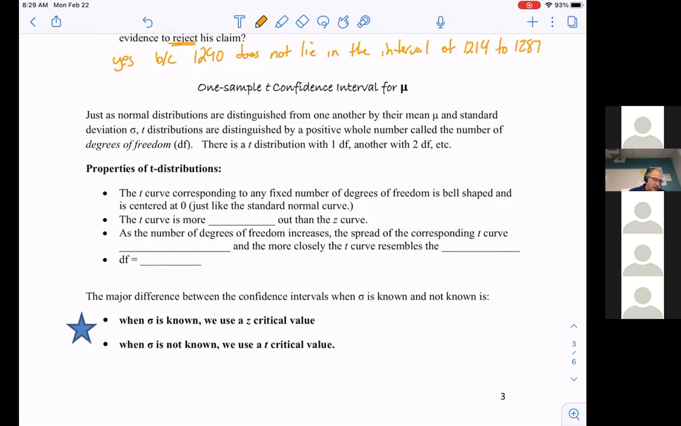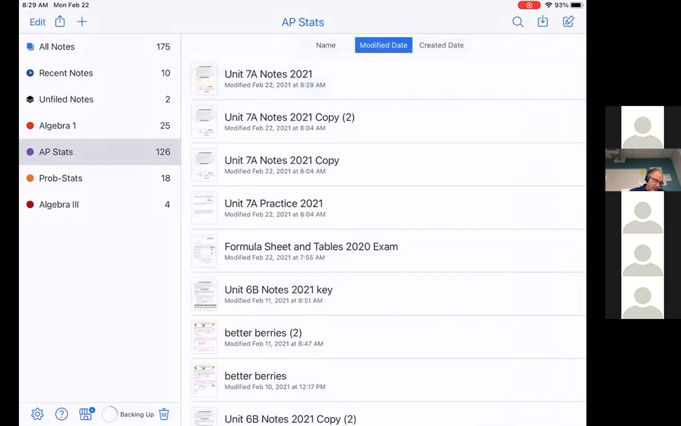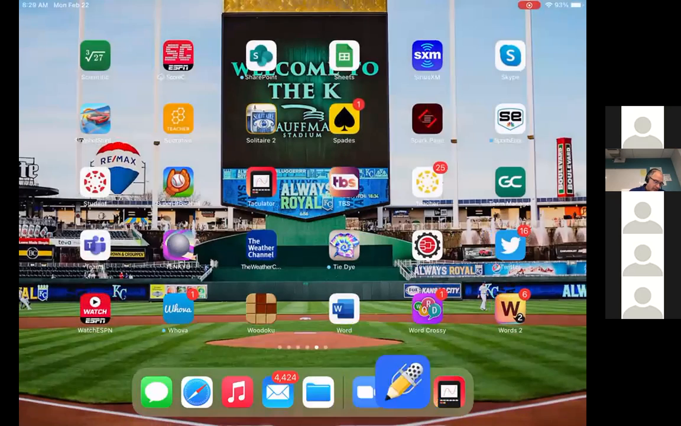All right, so a t interval, and this is my bad for not pulling this up earlier, and I don't think I have this in my notes anywhere. So we'll just jump out on the web.